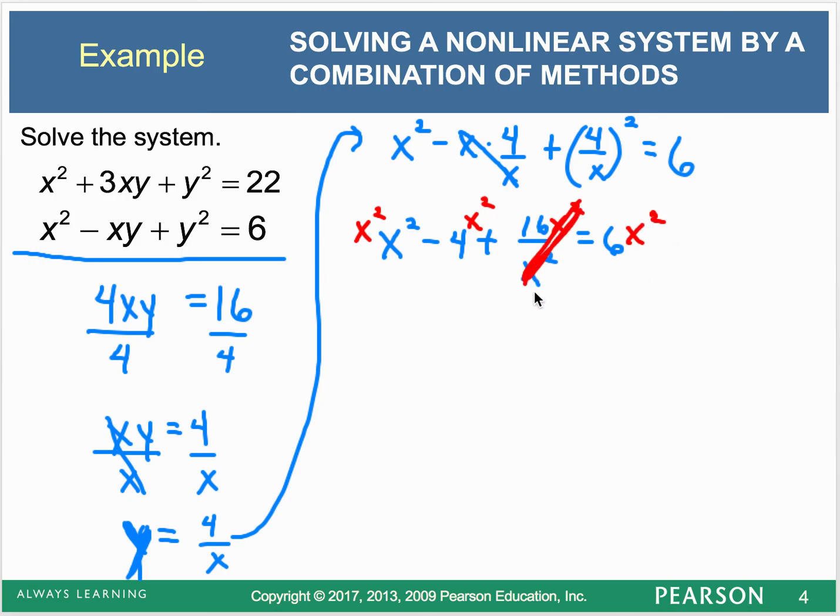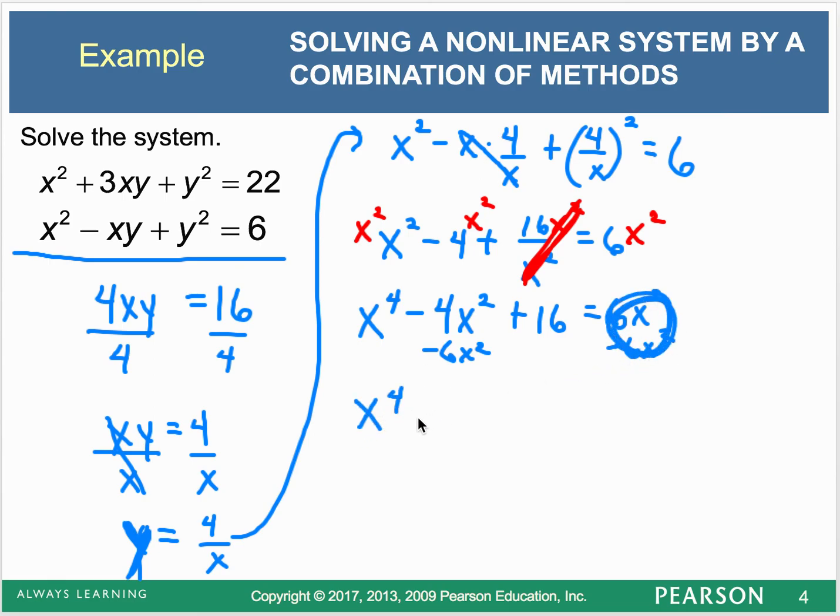Okay, so now we have x to the 4th minus 4x squared plus 16 equals 6x squared. Okay, so let's set it equal to 0 because it's a polynomial. I'm going to try to factor it by some method. Okay, so minus 6x squared, minus 6x squared. Okay, so x to the fourth minus 10x squared plus 16 equals 0.